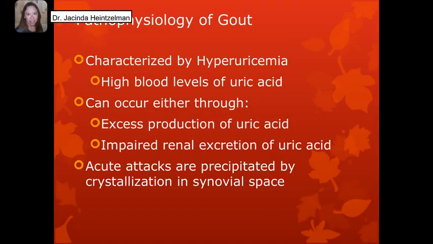Like I already mentioned, gout is characterized by hyperuricemia. So if we check their blood levels, we're going to see a high level of uric acid. Why is this occurring? Well, their body's either producing too much uric acid or the kidneys are not excreting enough uric acid out of the system. A lot of times our patients end up having acute attacks, precipitated by crystallization in the synovial space. So a lot of times it's the joint of the big toe where they're really having a lot of complications.